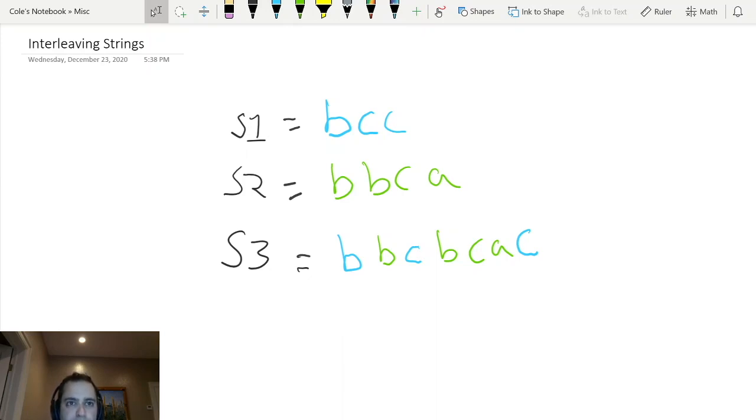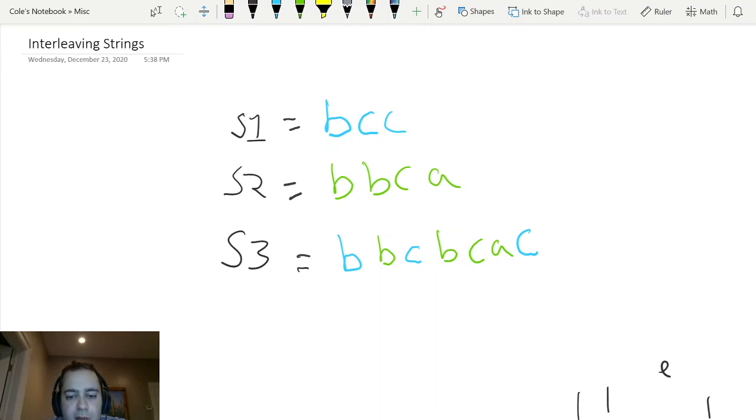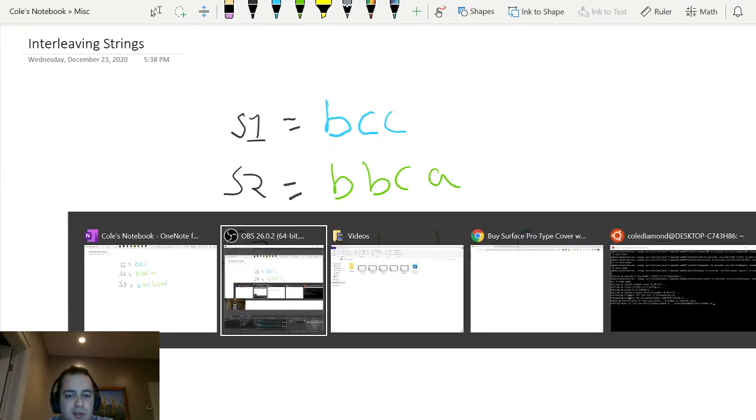It's important to note that the relative ordering of these characters in the resulting interleaved string is going to be preserved. So if we have something like A, B, C, and then D, E, F, we could interleave them together. It's important to see A comes before B, comes before C, D comes before E, comes before F, right? So that relative ordering is going to be preserved when you're performing an interleaving of the two strings.